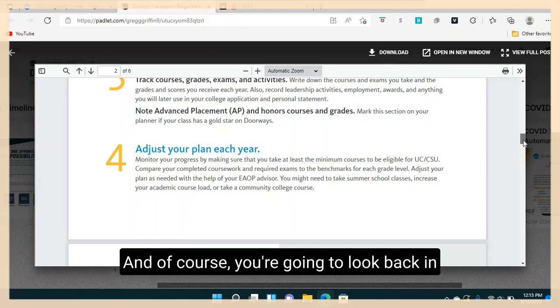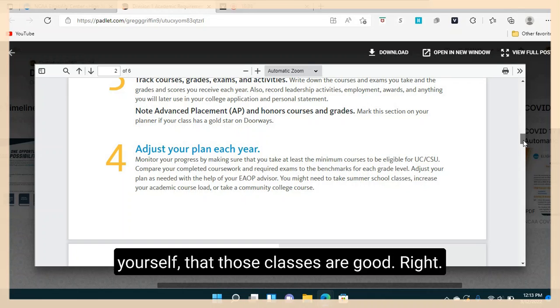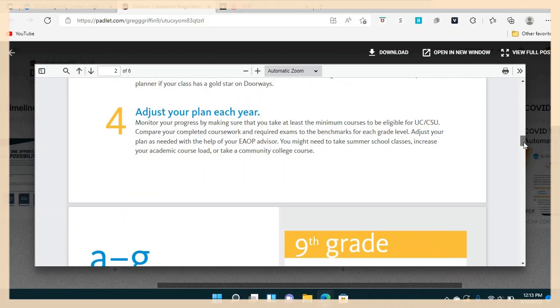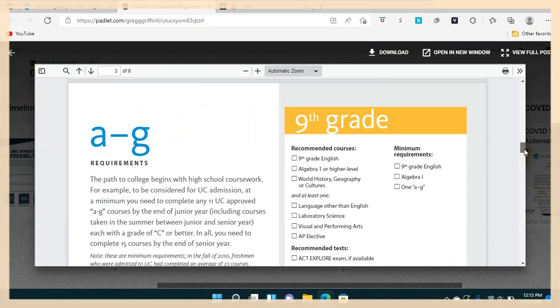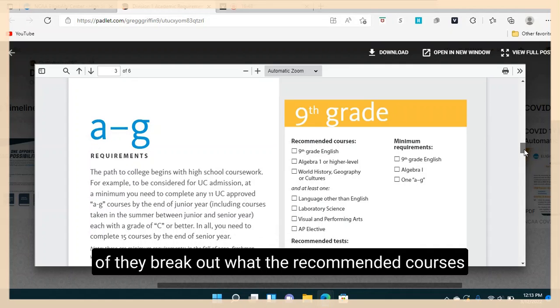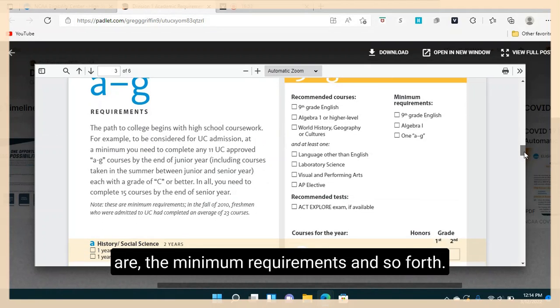And of course, you're going to look back in that system on ncaa.org and see for yourself that those classes are good, right? So you can check that for yourself. Here, again, is the UC system. They break out what the recommended courses are, the minimum requirements, and so forth.